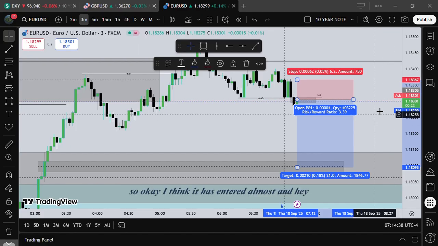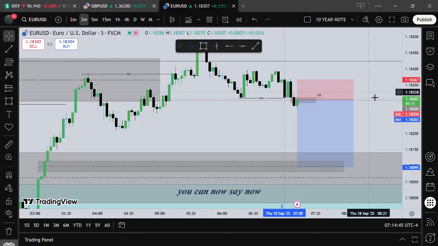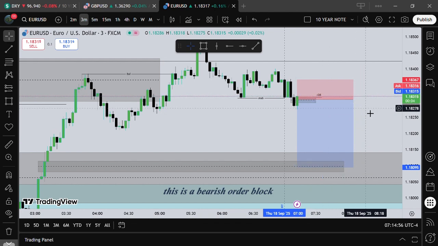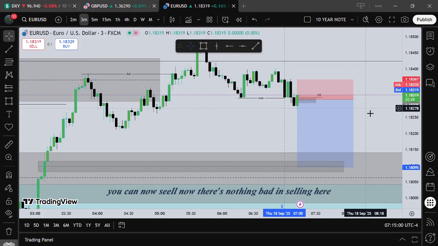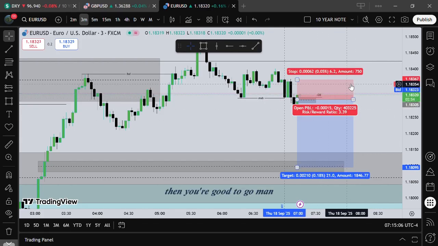So okay, I think it has entered almost. Maybe if you want to sell, you can sell now. It's not actually valid, but if you want to sell now, you can sell. This is a very short block. So if you enter a sell candle now, there's nothing bad in selling here. Just place your sell, then you're good to go, man, and expect the market to respect it.